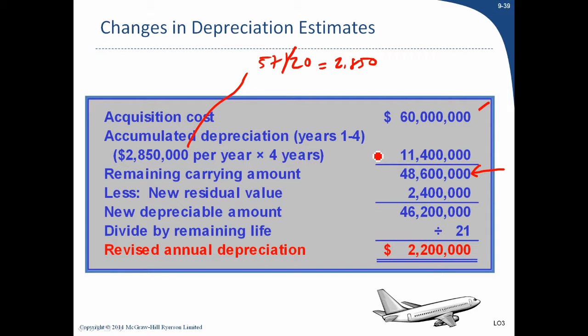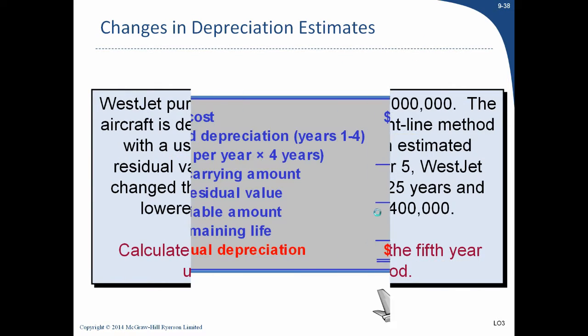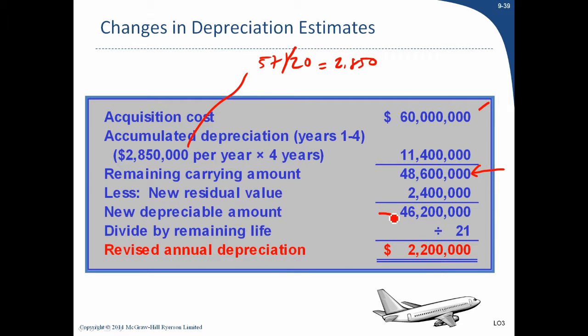Now we're at the beginning of year 5, and we realize that the remaining carrying amount is $48.6 million. We haven't changed what the carrying amount is, right? What we're saying is, the residual value was based on $3 million. Now it's only $2.4 million. So we actually have $46.2 million left to depreciate at this point. Divide by remaining life. At this point, we thought we would have had 16 years left to depreciate it. Because the useful life is 25 years, and we've used a full 4 years, our remaining life is 21 years at this point. It was 16 years, right?